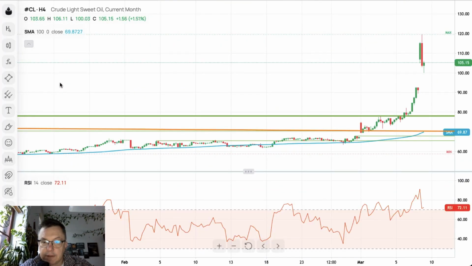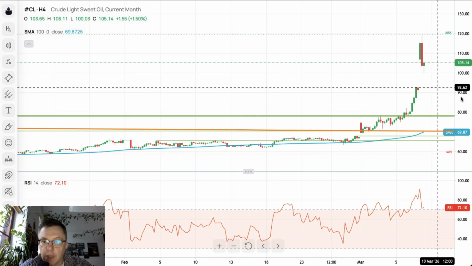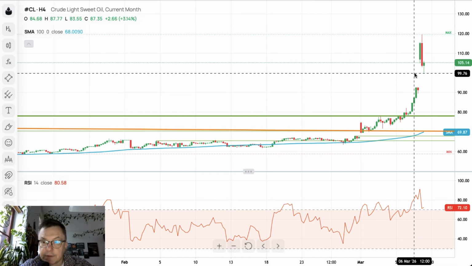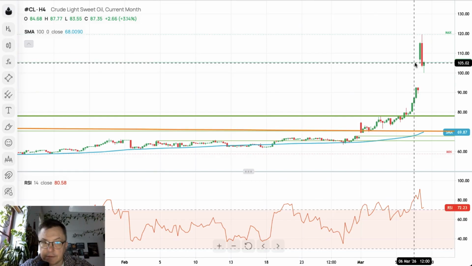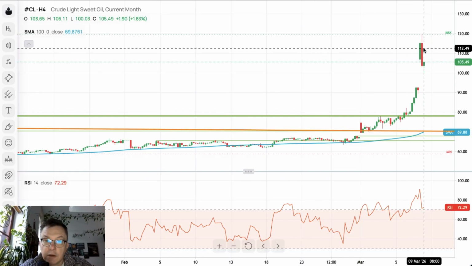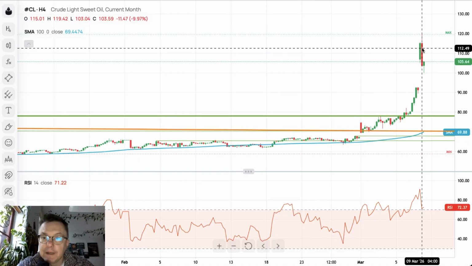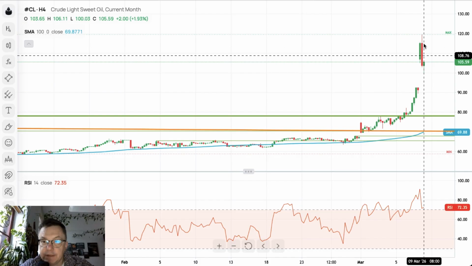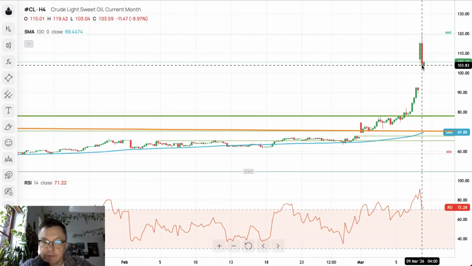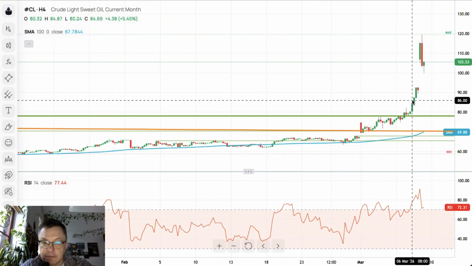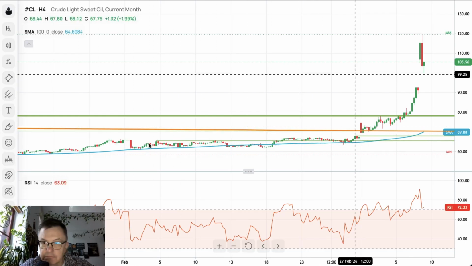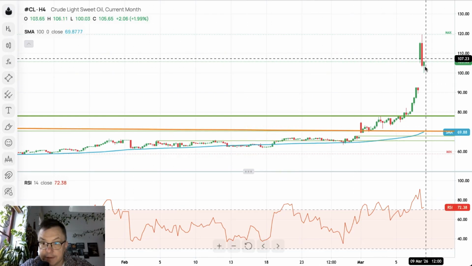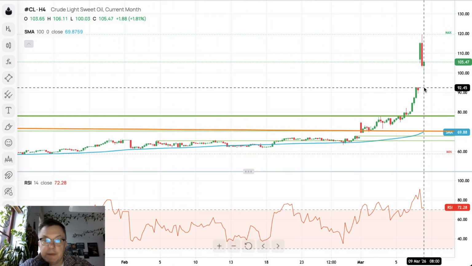Crude oil is basically unstoppable. We gapped up around $13. Local high, swing high is 119.42, barely 120, and this is the first big down candle here on a 4-hour time frame chart, the biggest one in weeks made on the crude oil. Nevertheless, the crude oil is still moving higher. There is a gap here.